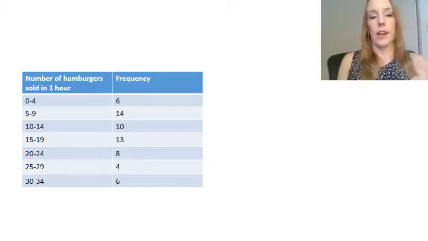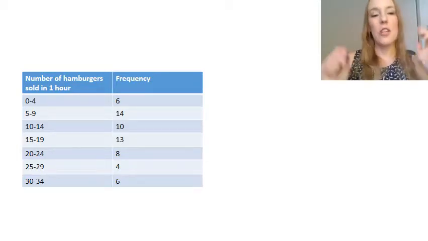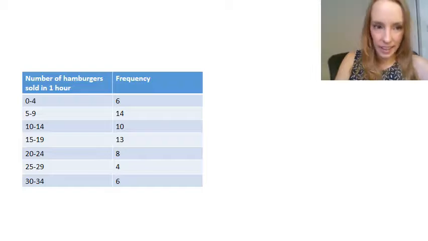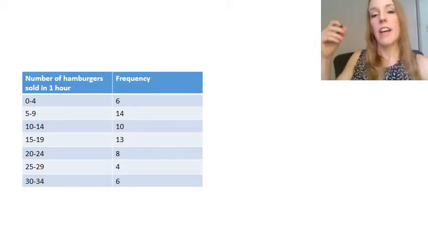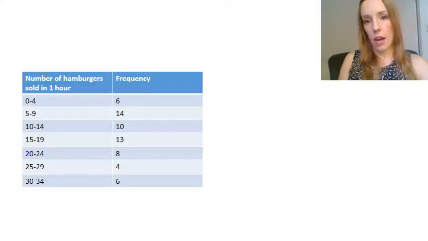Okay, so here's one I prepared earlier. By the end of it, you should have your frequency table completed like this. So now you know the number sold, and you know the frequency. So now we're going to draw up another histogram.